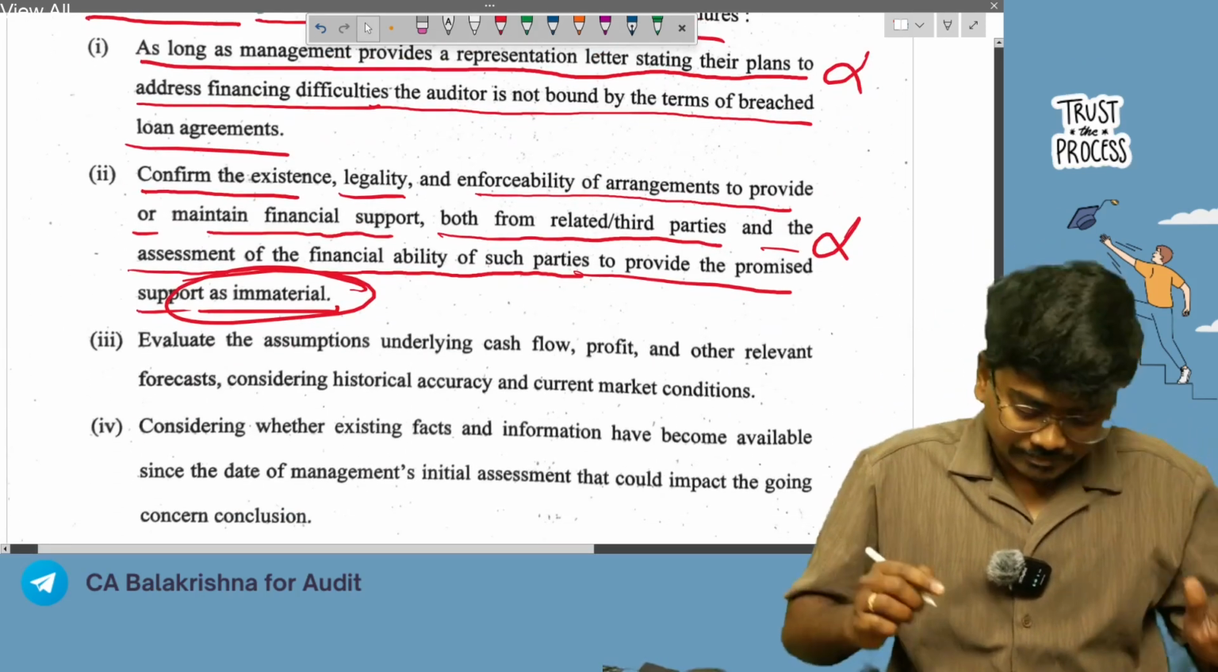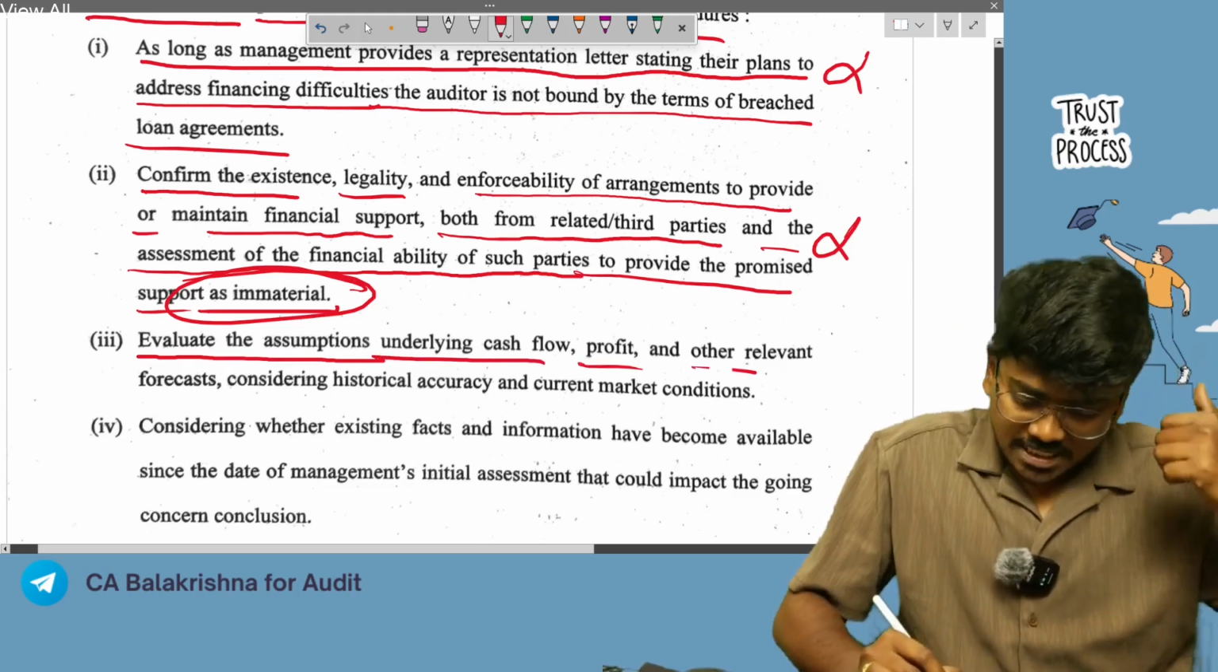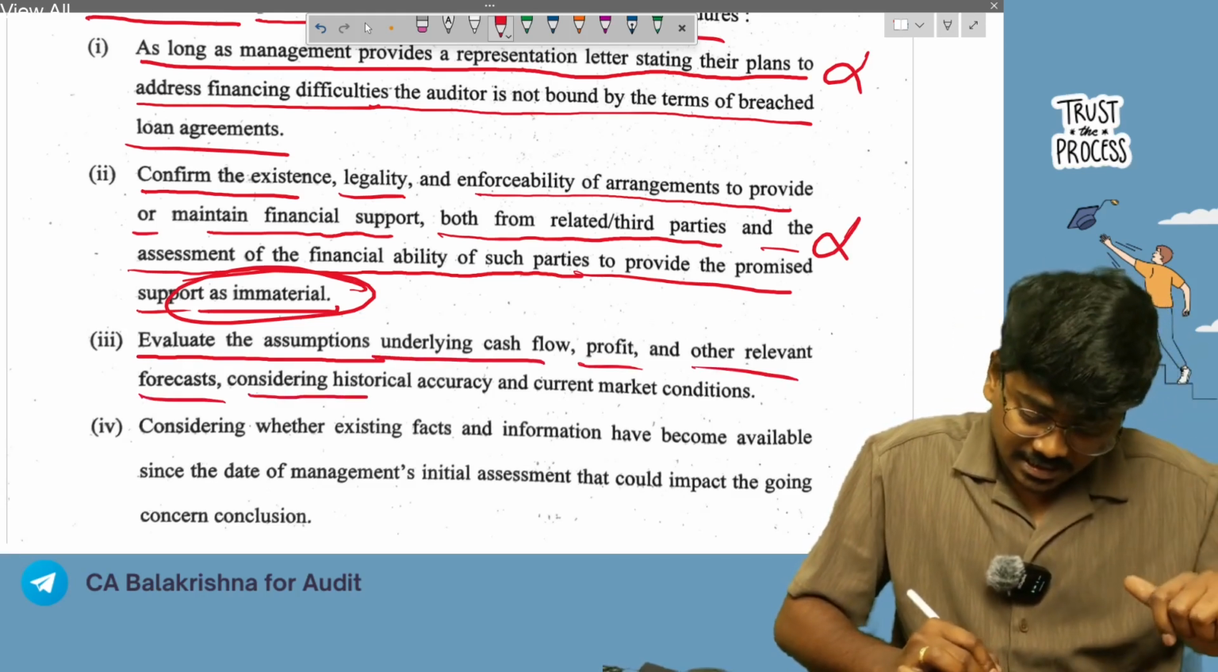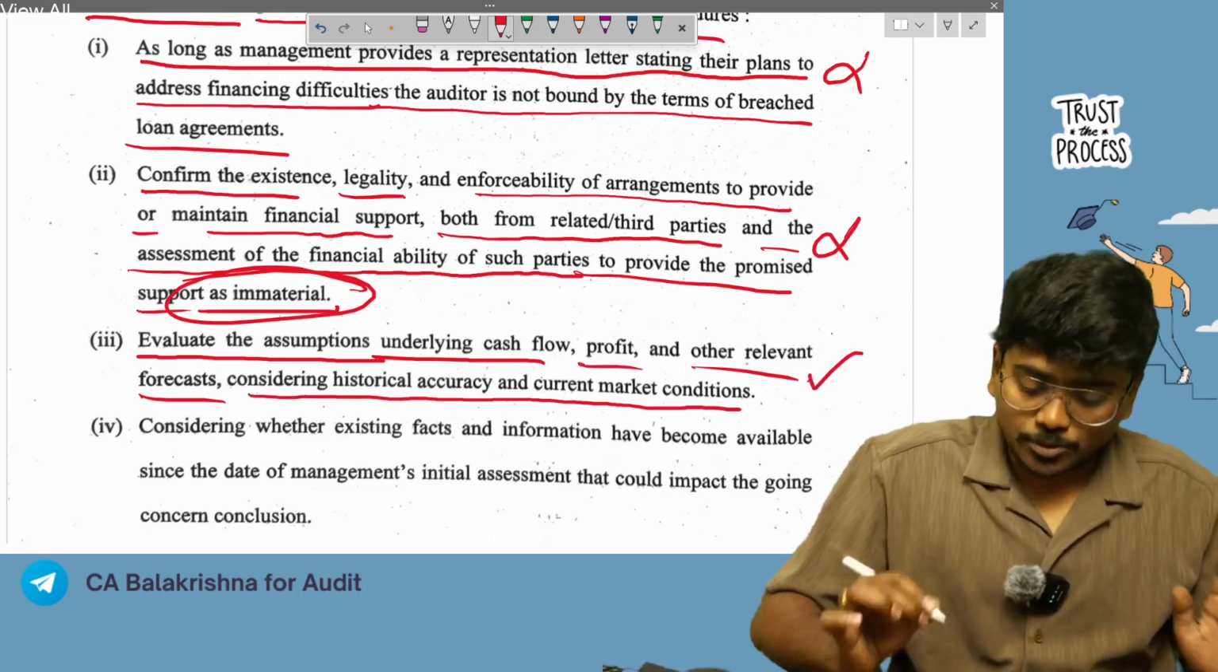Next, evaluate the assumptions underlying cash flow, profit, and other relevant forecasts, considering historical accuracy and current market condition. This is the correct procedure only.